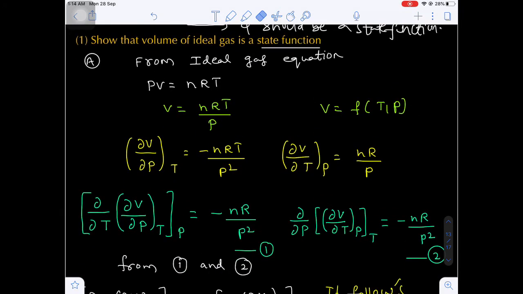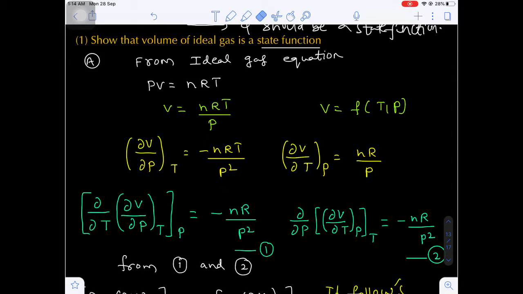Now I am differentiating the volume with respect to pressure, keeping temperature constant. When the temperature is constant, n constant, R constant, so nRT is constant. What is the differentiation of 1 by x? Minus 1 by x square. So for 1 by p, I am writing minus 1 by p square.